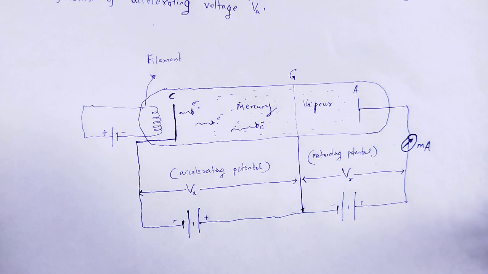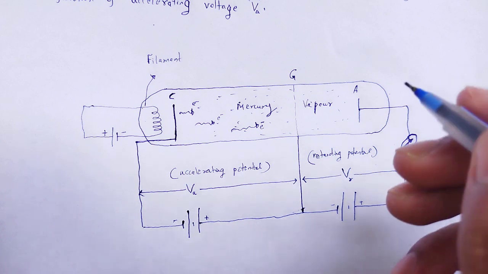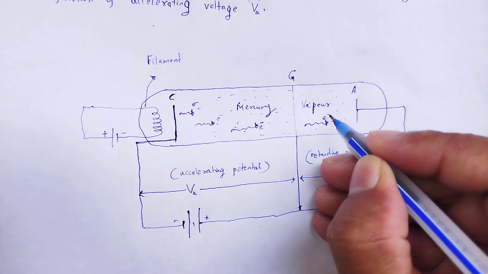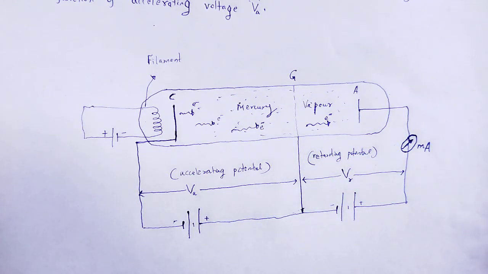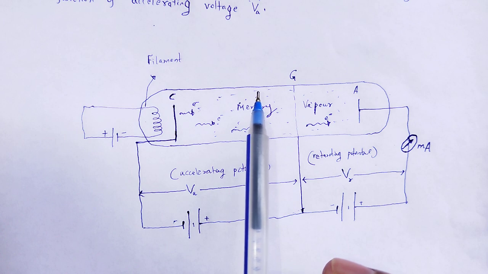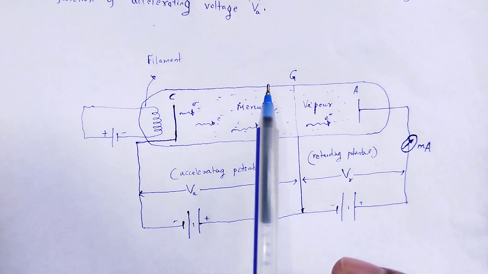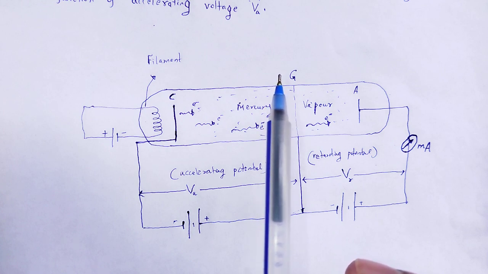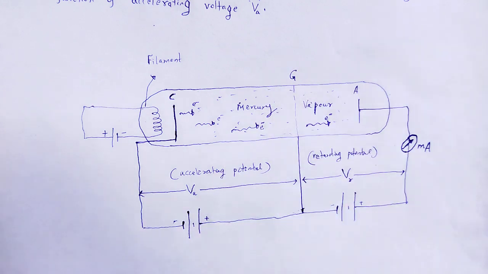And what is the nature of that collision? Either it is elastic or inelastic. If it is an elastic collision, then the energy is not changed after collision. But in case of an inelastic collision, energy is changed after collision. These electrons collide with these mercury atoms. On that basis, we say it is either an elastic or inelastic collision. If energy is changed, then it is inelastic. If energy is not changed, then we call it an elastic collision. That concept is used.